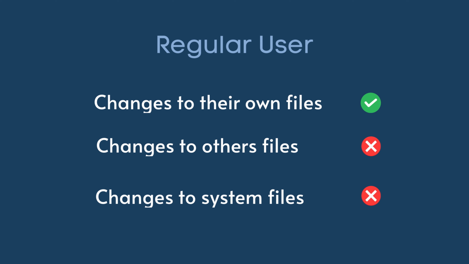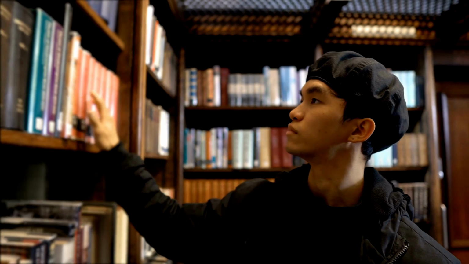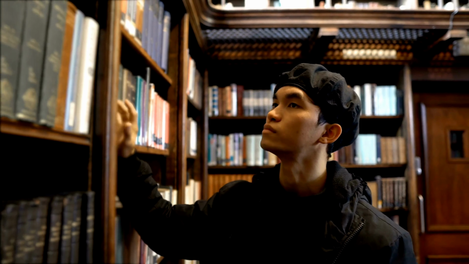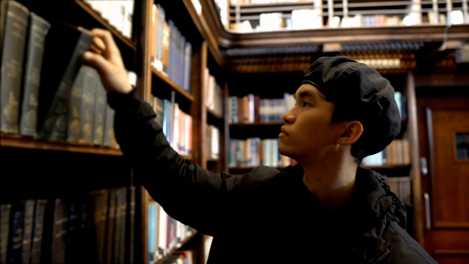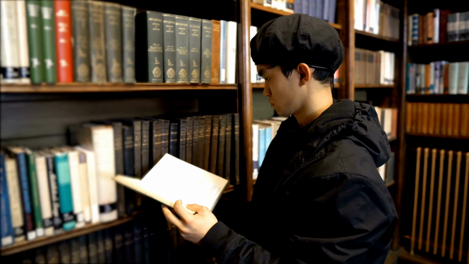Basically, let's imagine a public library. Regular users are the library members. They can borrow books, read them, and even make notes in their copies, but they can't modify or remove books from the library collection. Similarly, in Linux, regular users can manage their own data, but they can't tamper with the core system or other users' data.